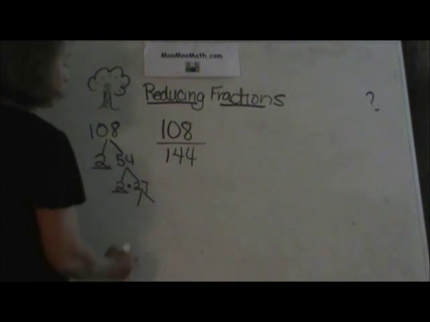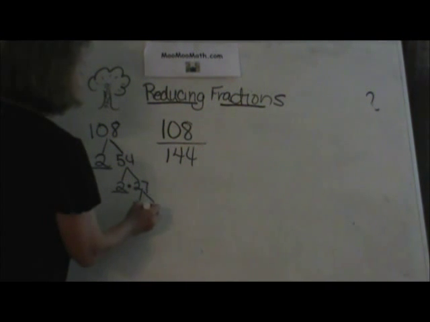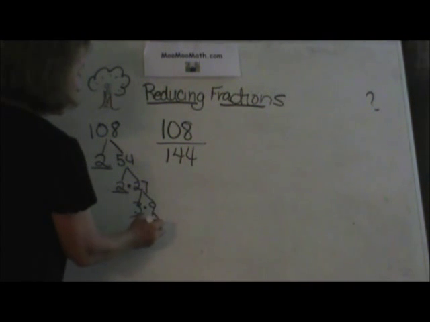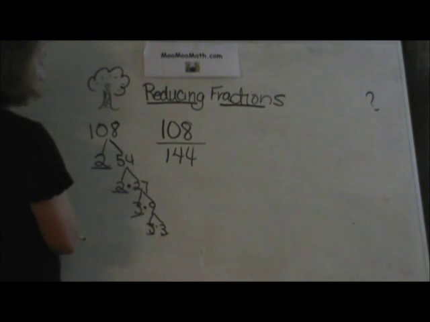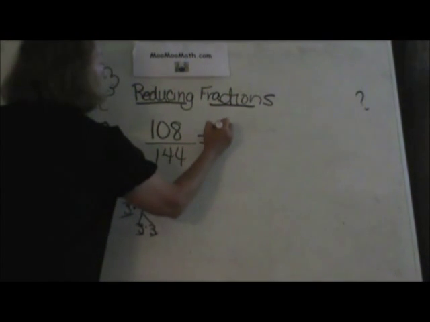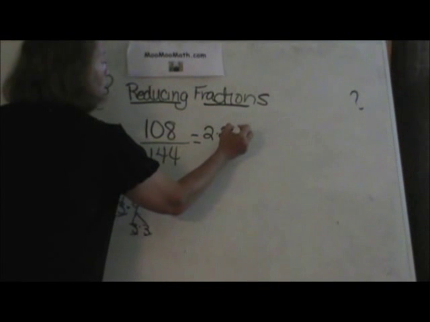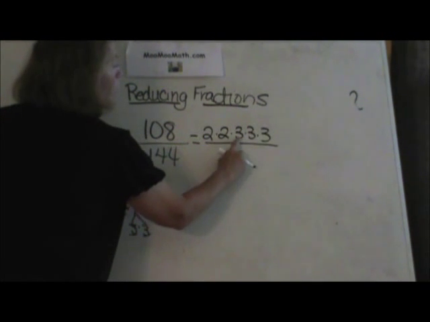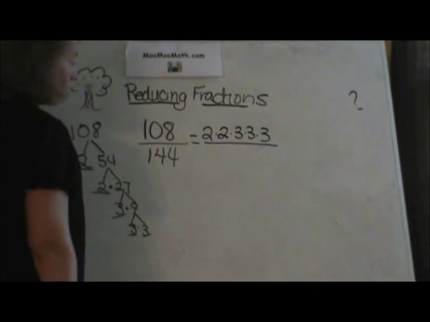I continue the 27 with 3 times 9. 3 is prime. And then 9 factors down to 3 times 3. Okay, so my prime factorization is 2 times 2 times 3 times 3 times 3. So I'm going to write that up here. 2 times 2 times 3 times 3 times 3. You could also write that as 2 squared times 3 cubed, but that's another video.